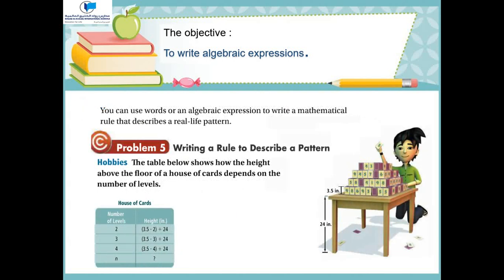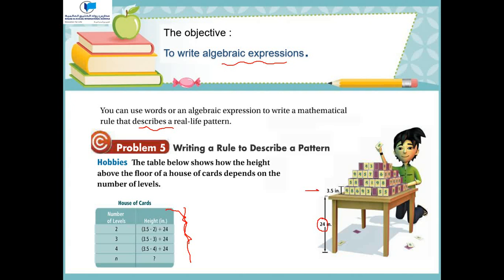Now, finally, the last problem: we can describe patterns. Let me show you what I mean by patterns. Here we have a table which shows how the height above the floor of a house of cards depends on the number of levels. What we want to do is write an algebraic expression for this pattern to represent the height of this shape. Basically, the first floor is 24.